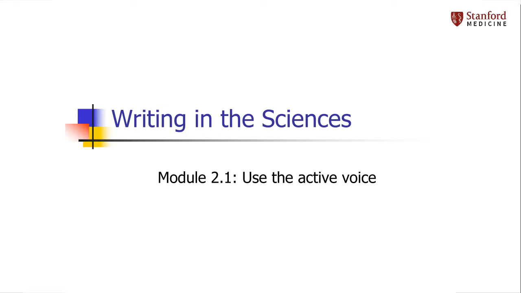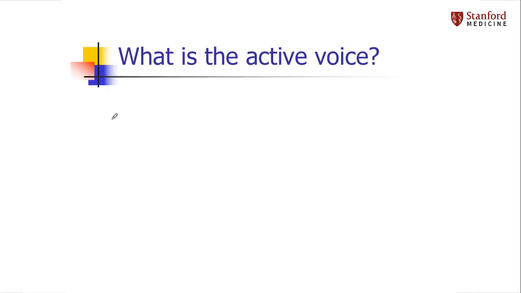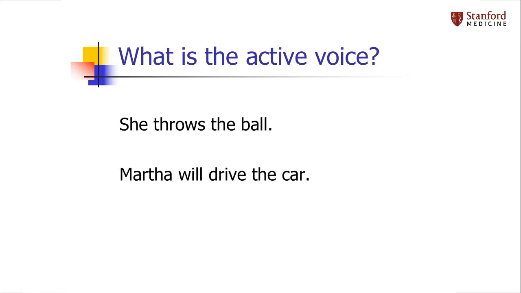In this first module, I'm going to focus on the active voice. First of all, what is the active voice? The active voice follows the format subject, verb, object. This is the way we normally talk. We say, "She throws the ball," or "Martha will drive the car," or "The president made mistakes." This is a natural way to talk and write. You'll see in a minute, if you change to the passive voice, it sounds very awkward.